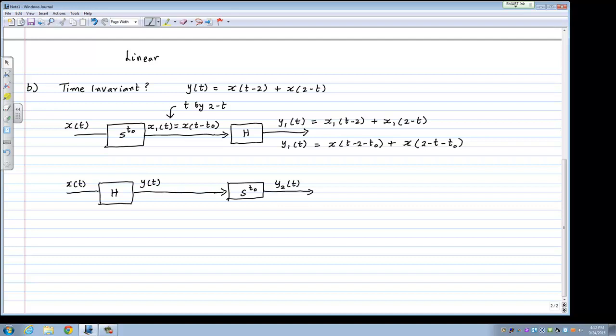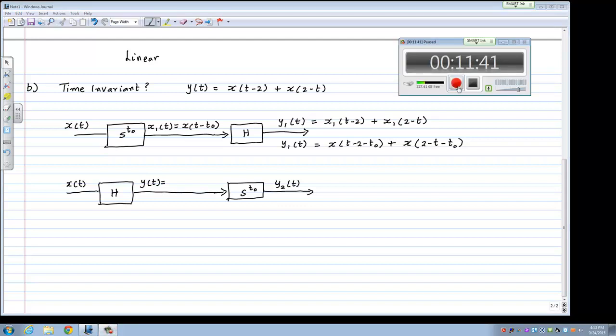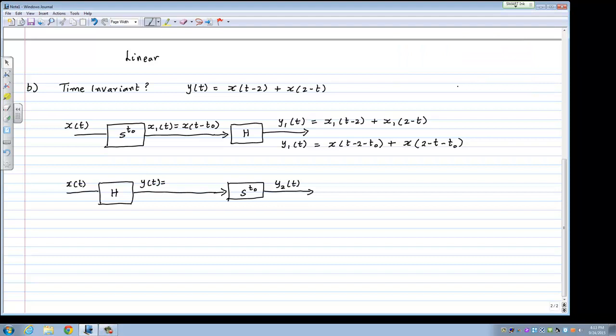Now let's work out the other part. So what is y of t? Yeah. If you're replacing t with t minus t naught, shouldn't it be 2 minus t plus t naught? Yeah, actually it looks like I made a small mistake when I said replace t by t minus t naught. It should be replace t by 2 minus t.